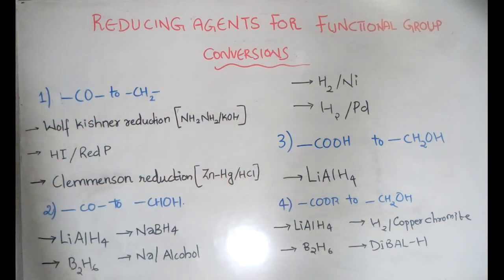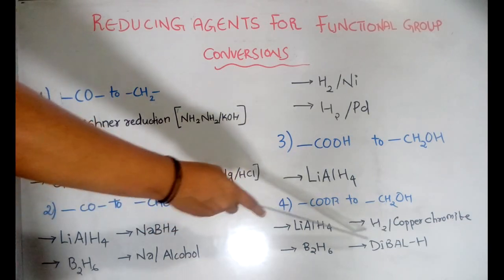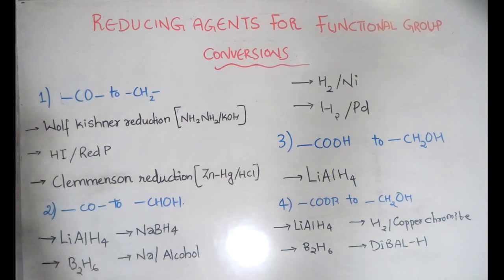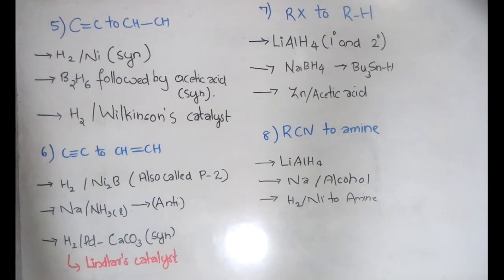You can see H2 and copper chromate did not come in any other places. It came only in this. So this is very specific. Then comes Bouveault-Blanc. This Bouveault-Blanc is also specific to ester conversion to alcohol. So these are the first set of conversions. Now we will go into the second set. So this is the next set of conversions.